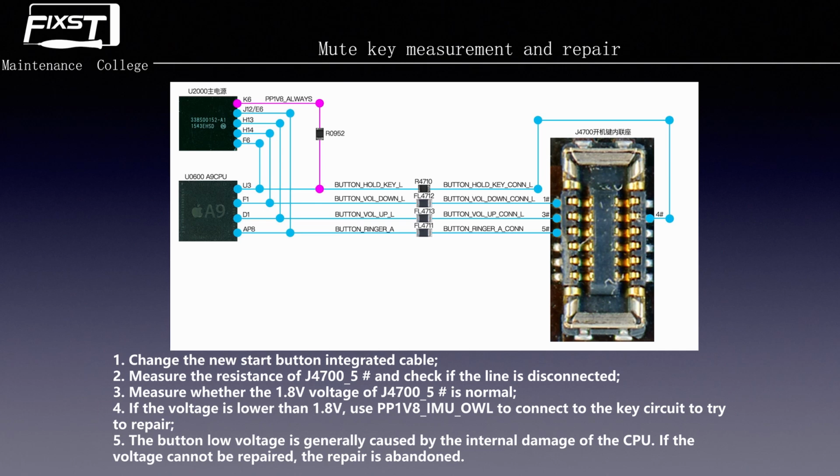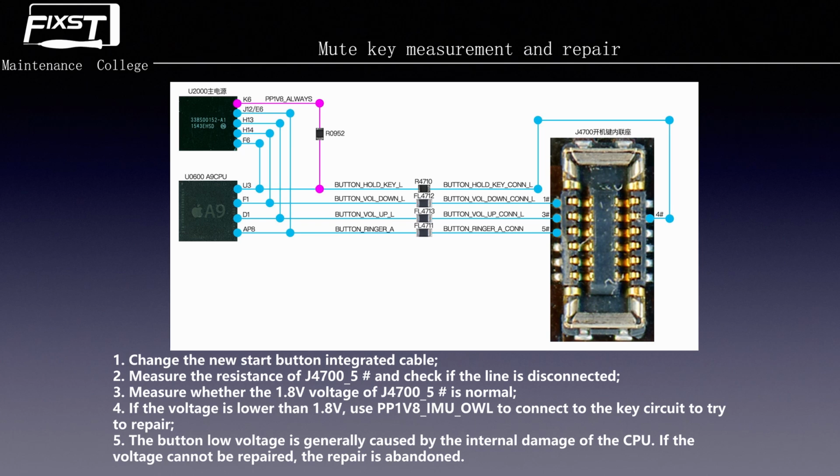Now we talk about the mute key, how to test and repair. Because those buttons are integrated in the same cable, as you can see the schematic is also the same, the test and repair solution is similar. First, change to a new cable to have a try. After that, we test this connector, pin 5, and check whether the line is disconnected or not. And then we measure whether the 1.8 voltage of this pin is normal or not.